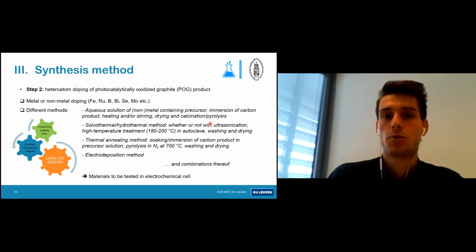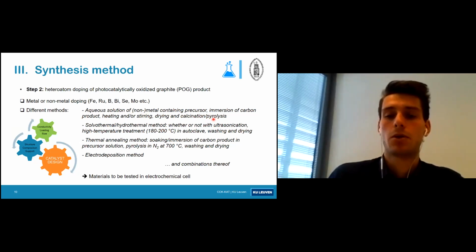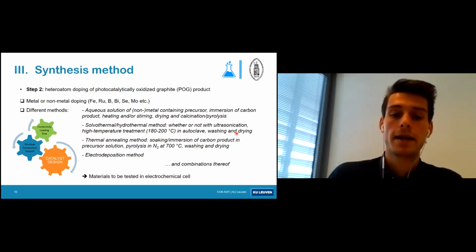And mostly we end with a drying step or a calcination or pyrolysis step to reduce, for example, oxides on the surface and make it more active in the end. Another very effective method is the solvothermal or hydrothermal method, which is often composed of an ultrasonication step and of course a high temperature treatment in solution in an autoclave, and also followed by washing and drying.